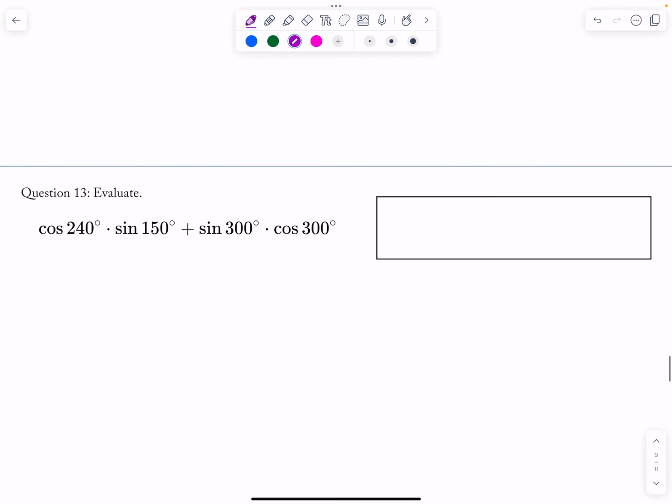13. Gonna need a triangle or two. Root 3, 1 or 2. So 240 degrees is in quadrant 3. Cosine is negative. 240 minus 180 is 60. So then we go to 150, which is in quadrant 2. Sine is positive. So then 180 minus 150 is equal to 30.